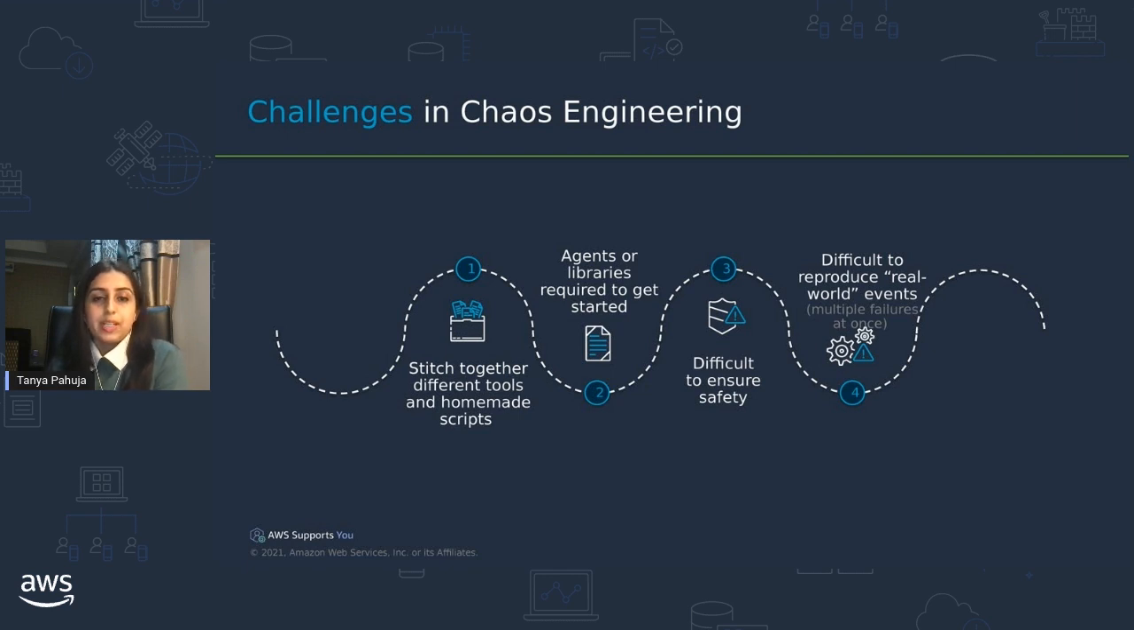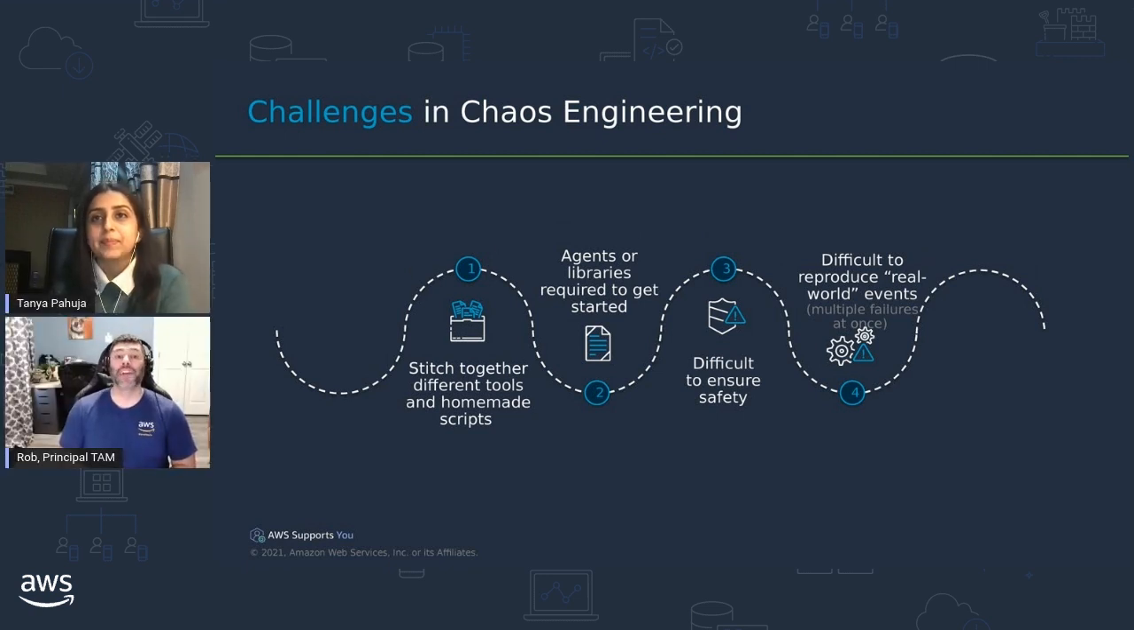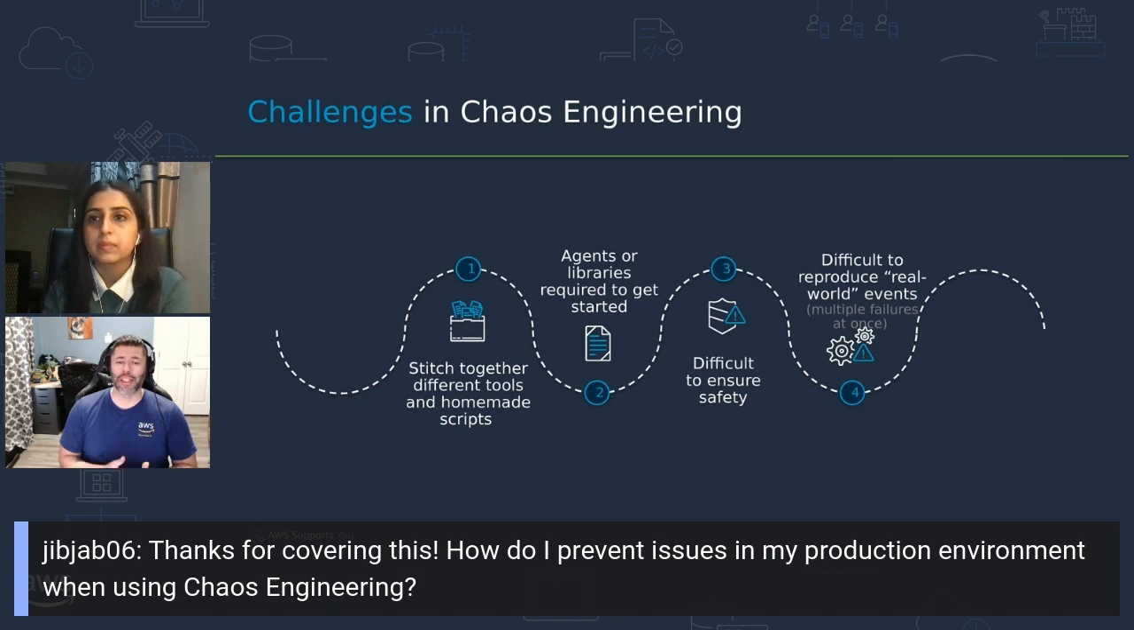So before we go on to the next slide, I would just like to check with Rob. Rob, do we have any questions from our audience today? Hi, Tanya. Thanks for what you've been covering so far. We do have a question that came in from the audience from JibJab06. Thanks for your question. They wanted to know, how do I prevent issues in my production environment when using chaos engineering? Is this something you're going to be covering today or maybe in a little bit?